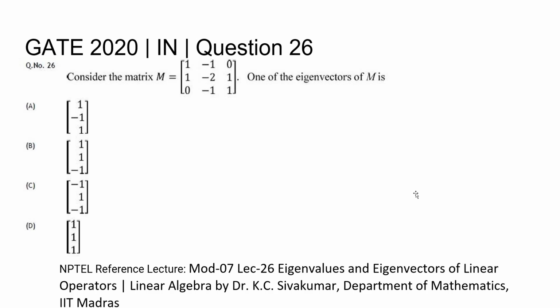Question 26, Instrumentation Engineering Gate 2020. Consider the matrix M is equal to [1, -1, 0; 1, -2, -1; 0, -1, 1]. One of the eigenvectors of M is dash. 4 options are given to us.